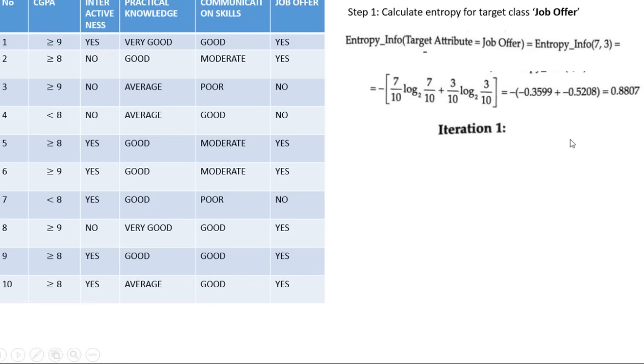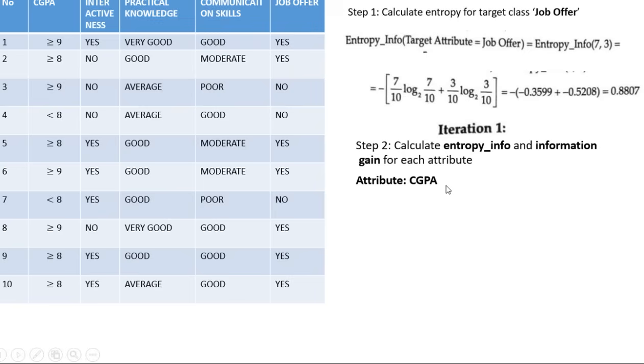Now let's start with the iteration. In the first iteration, the first goal is to find the root node for our decision tree. So which node am I going to take as the root node? CGPA, interactiveness, practical knowledge or communication skills. I can decide which is going to be the root node only after calculating entropy information and information gain for every attribute. For each attribute I have to find these two parameters.